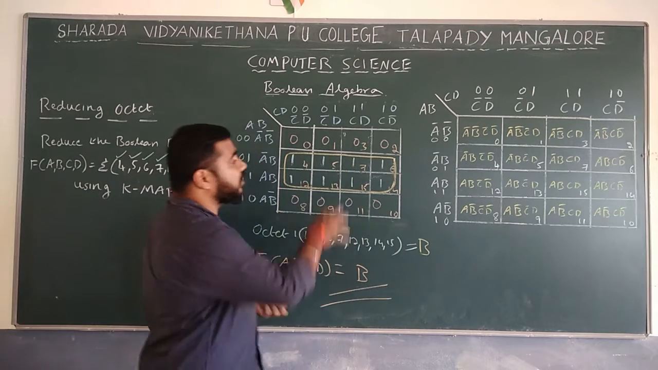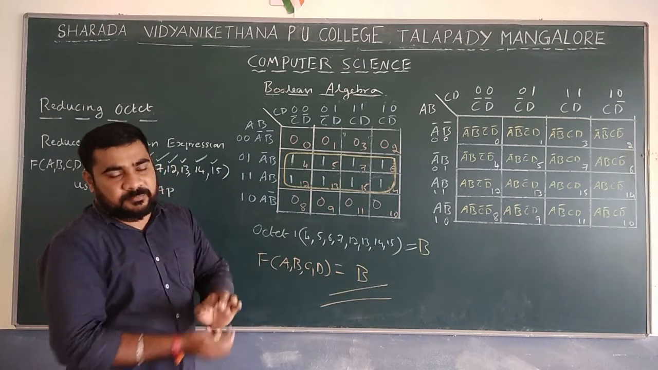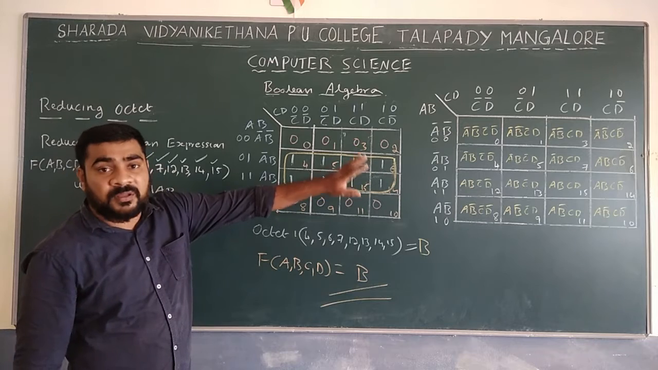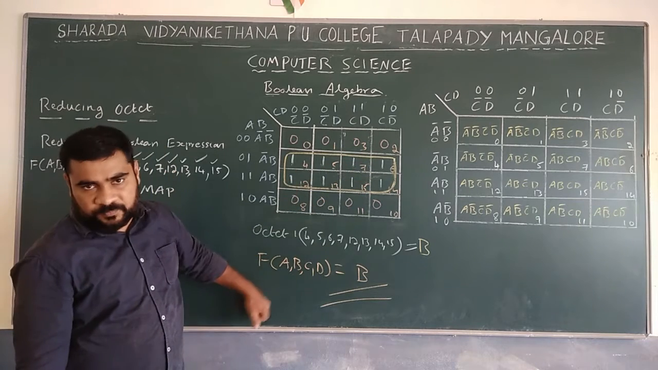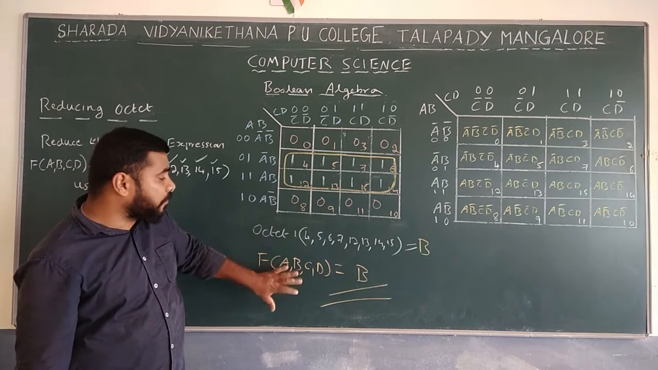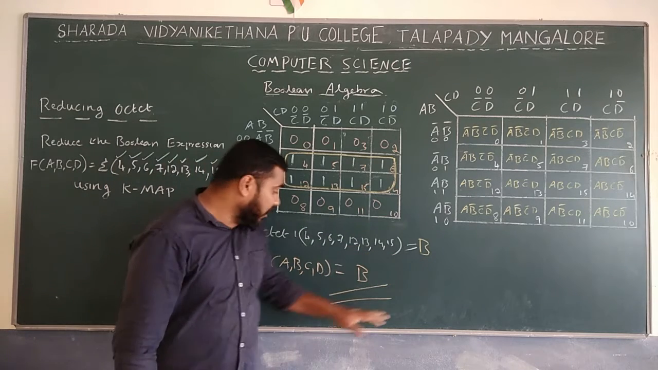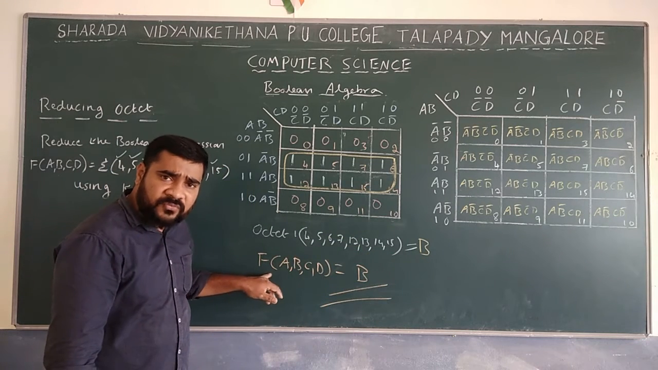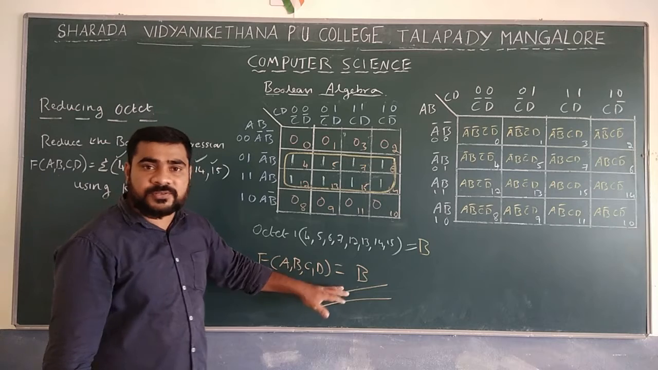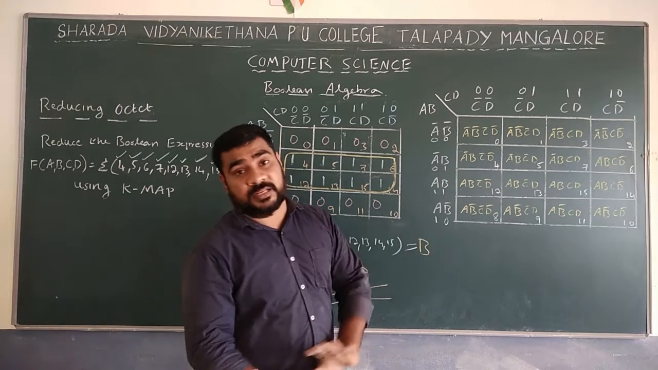After grouping the ones, by seeing the 4 variable K map, see the common terms in the particular group. The common terms are the output. Here we got the output F of A, B, C, D equals B. Here is the first example.